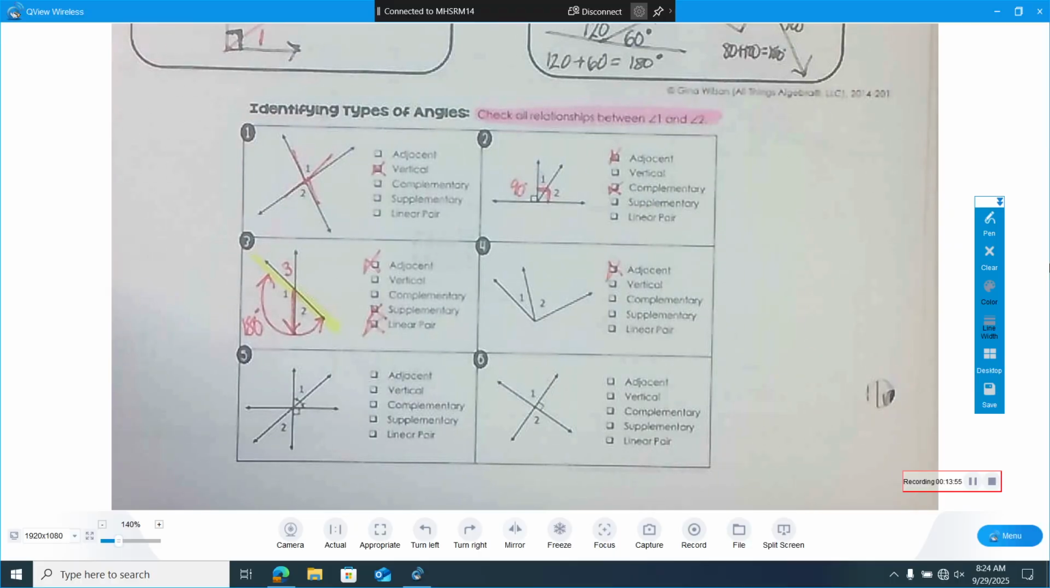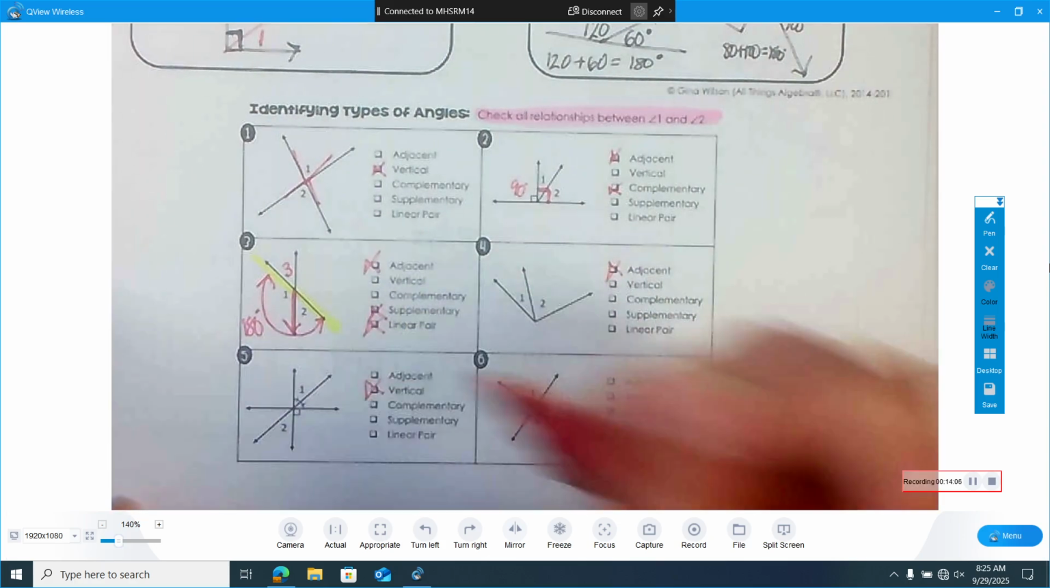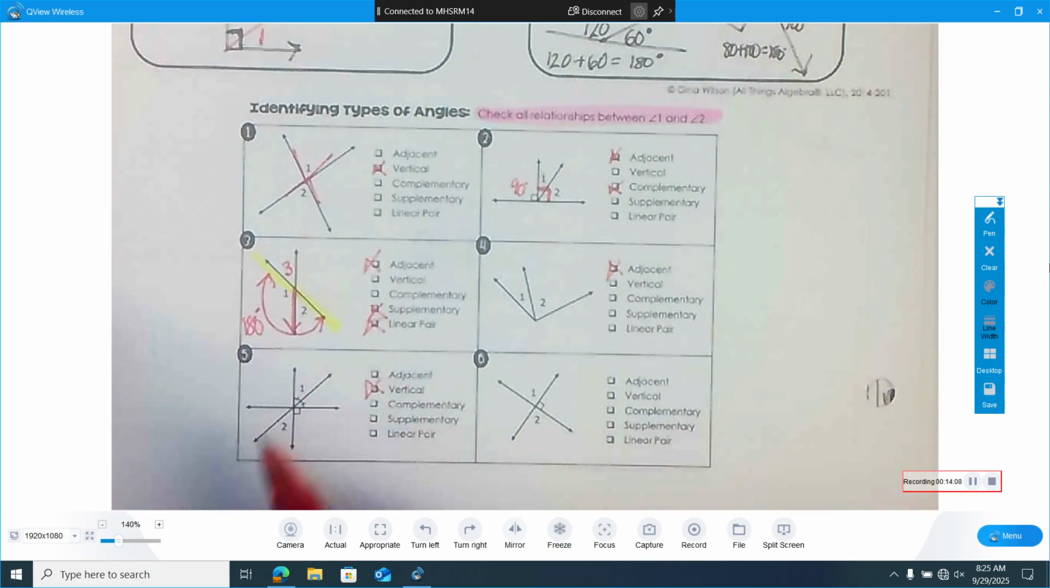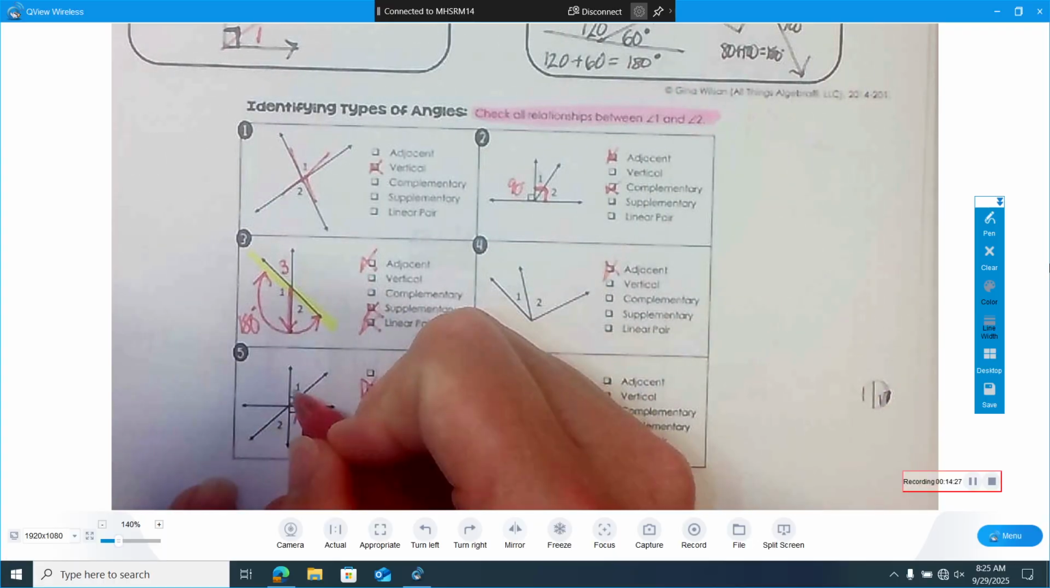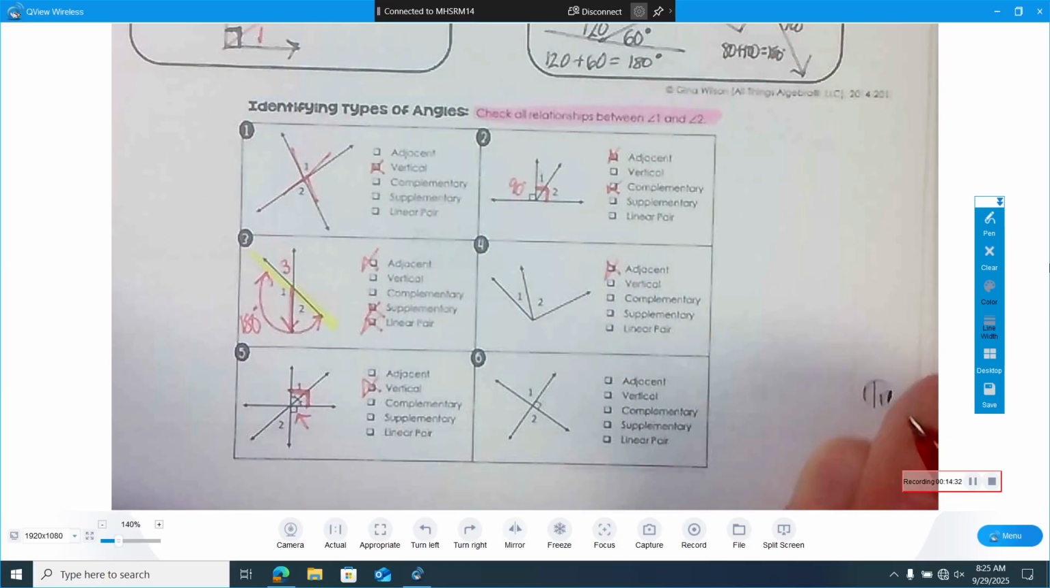Number 5. This one's very tricky. Tell me about angle 1 and angle 2. Wow, interesting. Vertical. Yeah, absolutely, they're vertical. Adjacent. Are 1 and 2 adjacent? Oh, wait, no. But you guys said complementary, which impresses me because I had to get there. How did you figure that they're complementary? Okay, so we do have a little right angle here, which means on the other side here would also be a right angle.